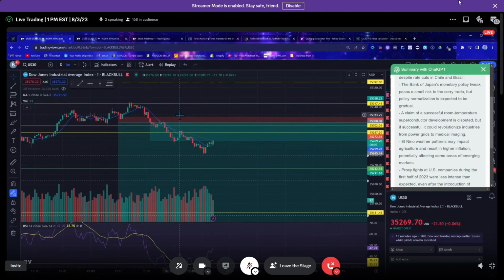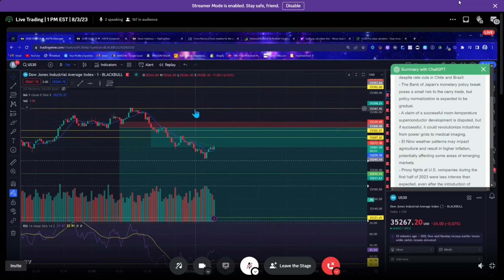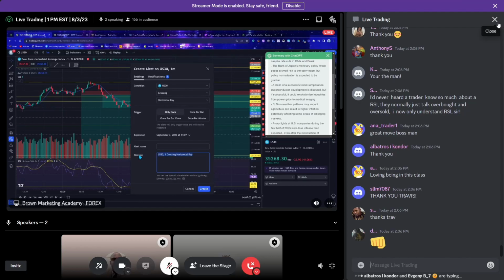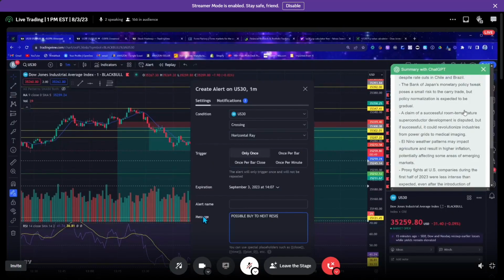And if price gets back to around here, I'm going to say possible buy to next resistance area. If I buy, I want to make sure to check RSI on the 15-minute and 1 hour. Okay.